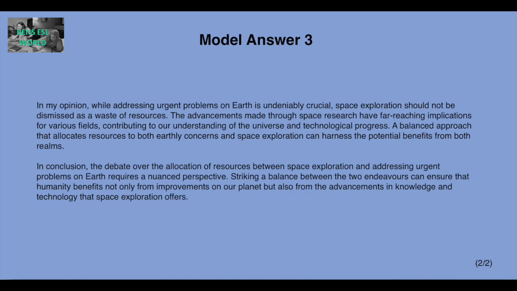In my opinion, while addressing urgent problems on Earth is undeniably crucial, space exploration should not be dismissed as a waste of resources. The advancements made through space research have far-reaching implications for various fields, contributing to our understanding of the universe and technological progress. A balanced approach that allocates resources to both earthly concerns and space exploration can harness the potential benefits from both realms.